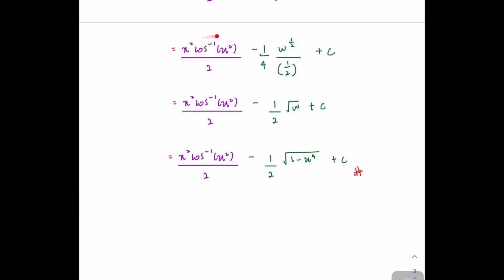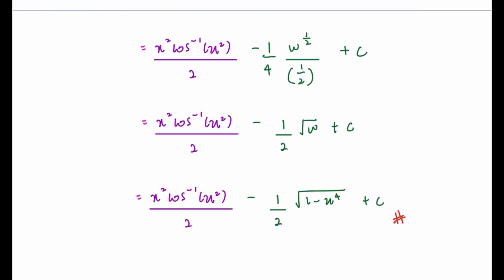So the first part, just cut and paste. This one here, let's just simplify. This is negative 1 over 2. And w here is square root of w plus c. So we don't want square root of w, we want in terms of x. So let's back substitute your w here. Therefore, this is just square root of 1 minus x to the power of 4. So this is your final answer. You have x squared inverse cos x squared over 2 minus 1 over 2 square root of 1 minus x to the power of 4 plus c.